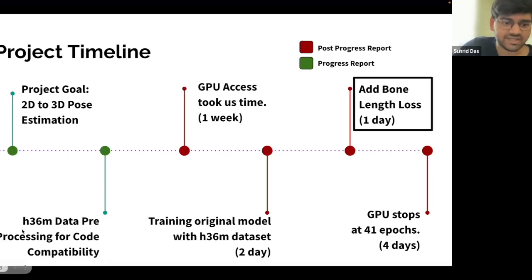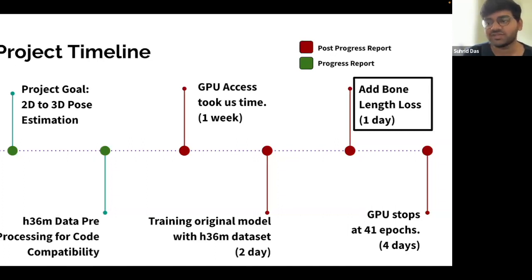After using the H36M dataset, we faced a major complication, which was not finding access to a GPU. We had pleaded with the professor to help us grant access to a GPU, but it is technically not possible for the professor to grant access to a GPU to every team. So it took us some time, and finally we got access to one GPU.